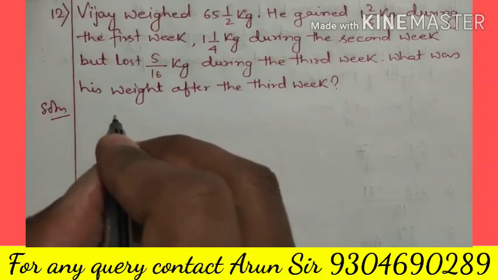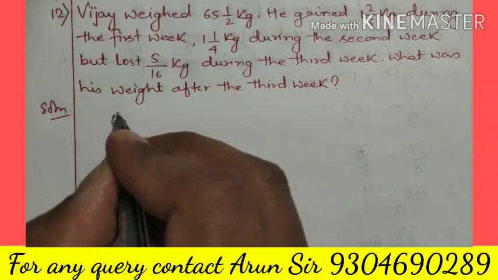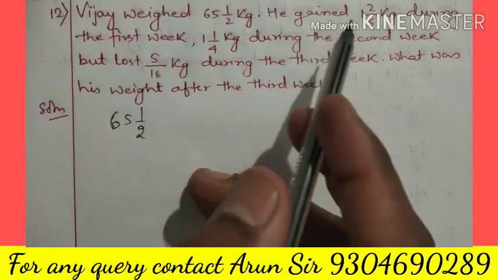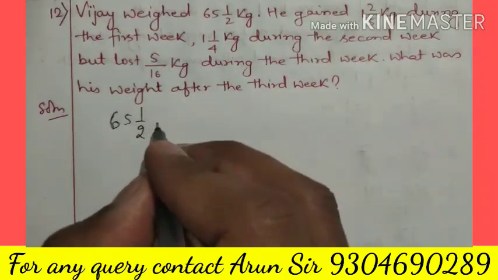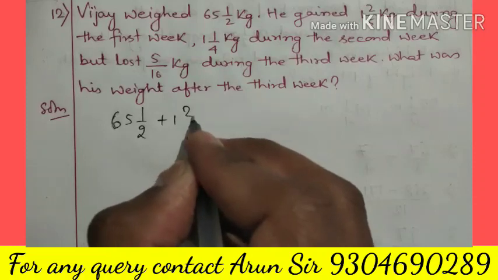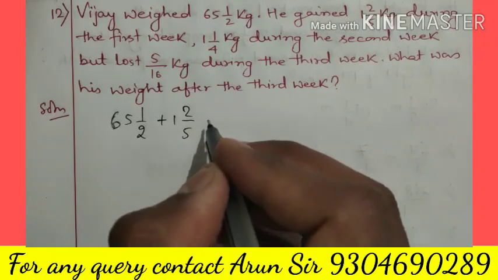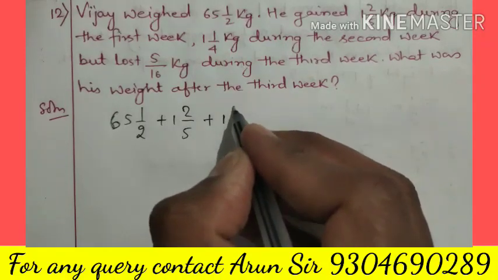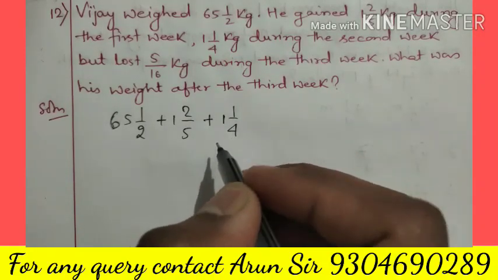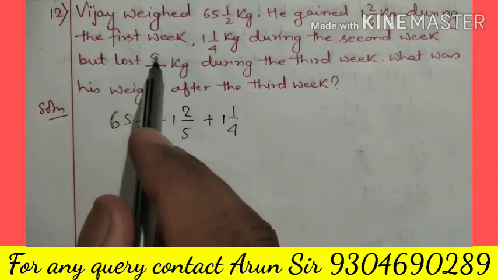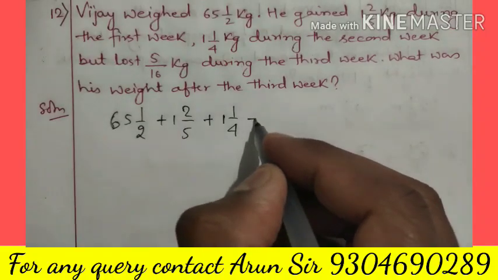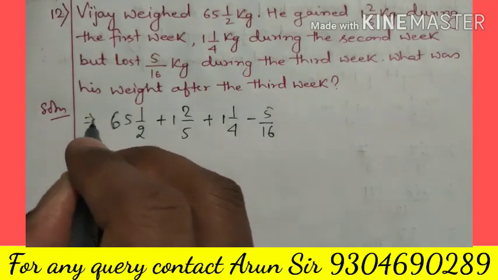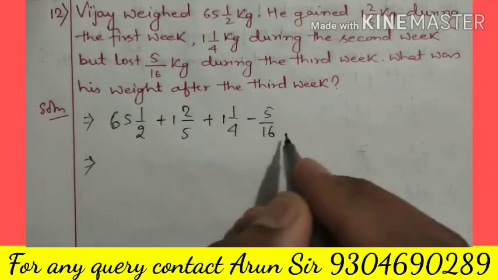Now his actual weight was 65 whole 1 by 2. In the first week he gained 1 whole 2 by 5 kg, so it will be added. Then in the second week he gained 1 whole 1 by 4 kg, again it will be added. And in the third week he lost 5 by 16 kg, that's why we will subtract the weight lost in the third week. Now we will solve this question.